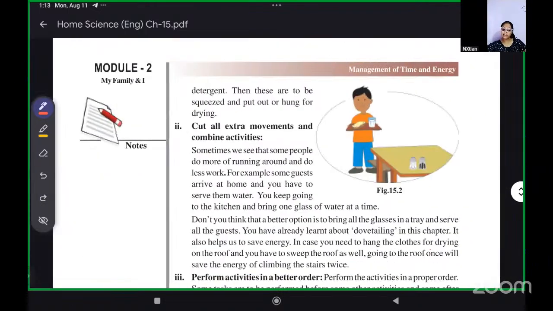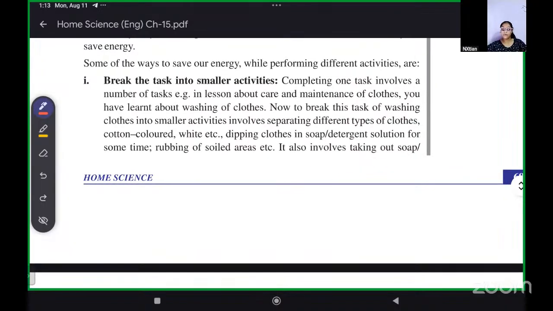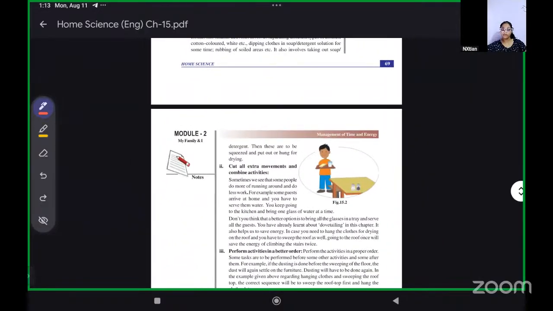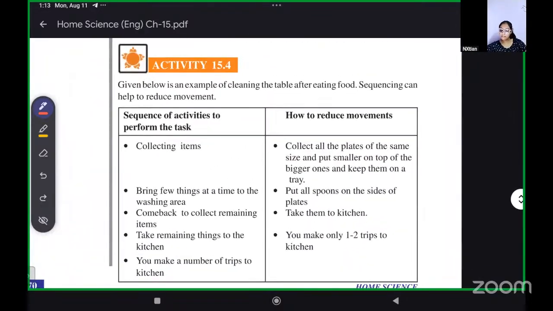Now, any doubt on ways we can save our energy? Any doubt in any other points? No? Okay.